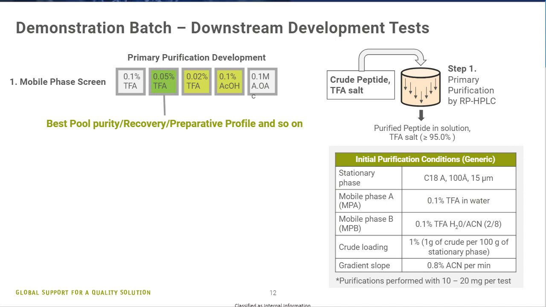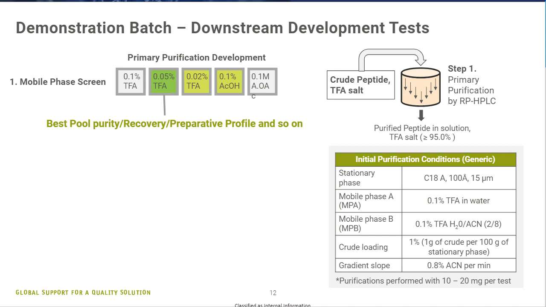And from here, we assess the quality of each purification in terms of how pure the pool is at the end, what kind of recovery we have, and what kind of preparative profile that we have for the purification. So in the case of the mobile phase, we screened 5 different conditions, and we saw that at 0.05% TFA, we were able to get the best of these results from this condition.